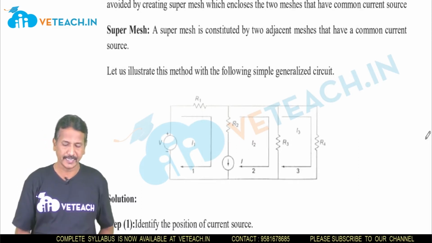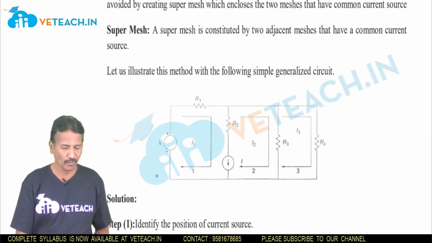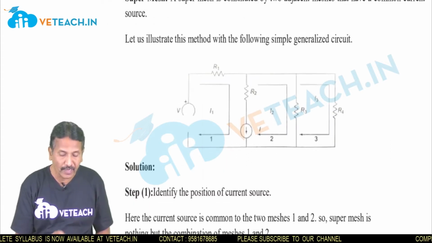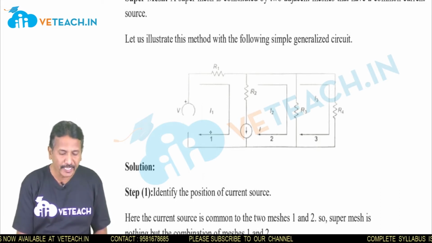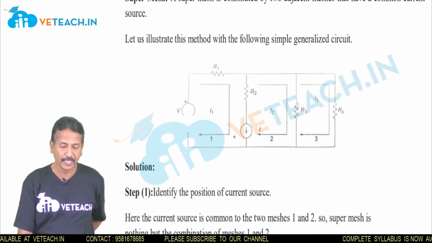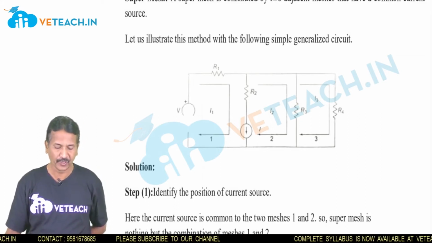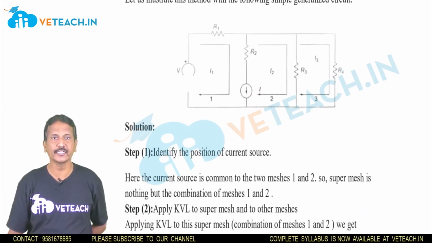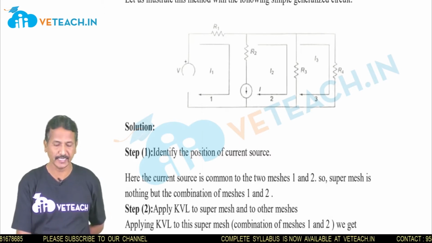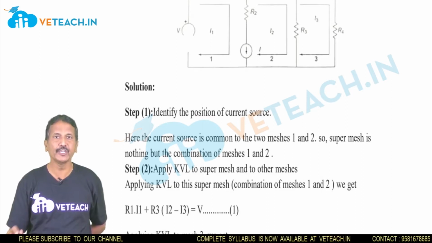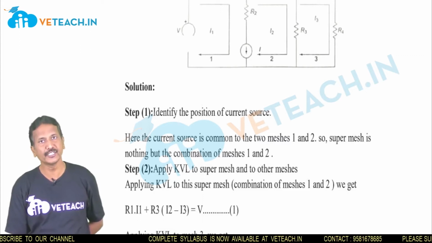See here, this is a network given. How many loops are there? Three loops are there. How many voltage sources are there? One voltage source. Between two loops we have one current source, between I1 and I2. So instead of writing I1 and I2 separately, by using this current source we can minimize the relations. There are some steps to write the relations for super mesh analysis. First, identify the position of the current source. We identified that it is in between two loops, one and two. Hence the current source is common to meshes 1 and 2.